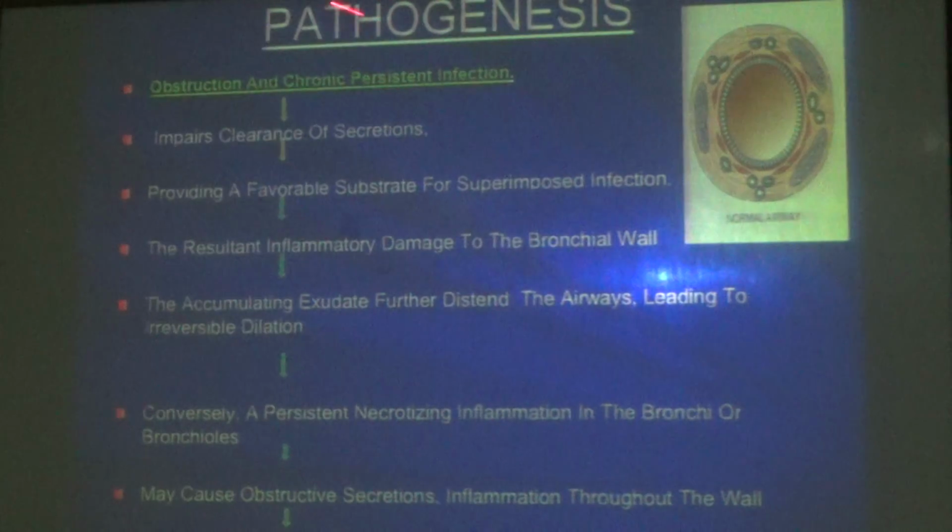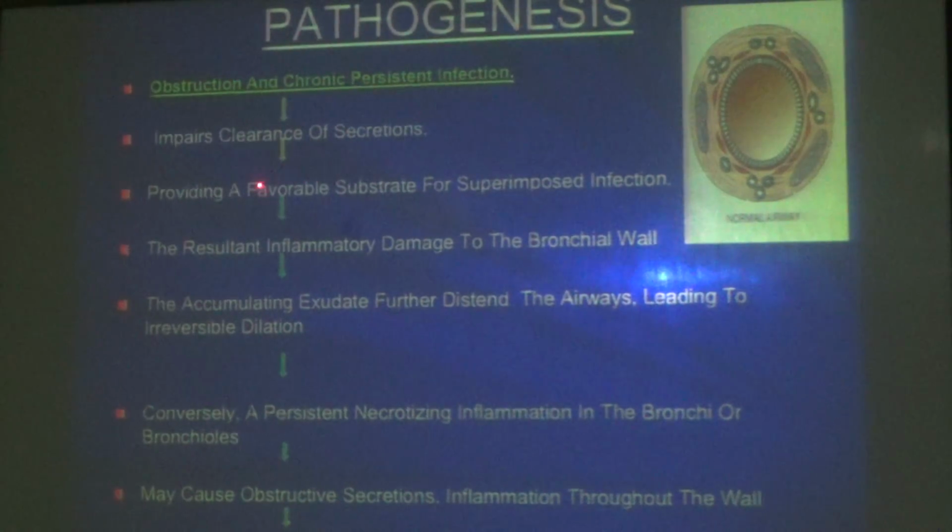Now the pathogenesis. This is the normal bronchial lumen with smooth muscle. Obstruction and chronic persistent infection: for example, a patient infected with Staphylococcus aureus or streptococcal pneumonia. What happens next? It impairs the clearance of secretions. Once there is an infection in the lung, there will be secretions, and it is unable to clear them. They block the bronchi, which is why the patient has wheezing and shortness of breath. So it impairs the clearance of secretions.